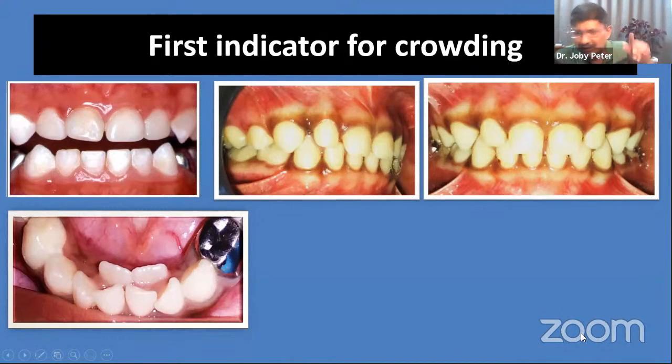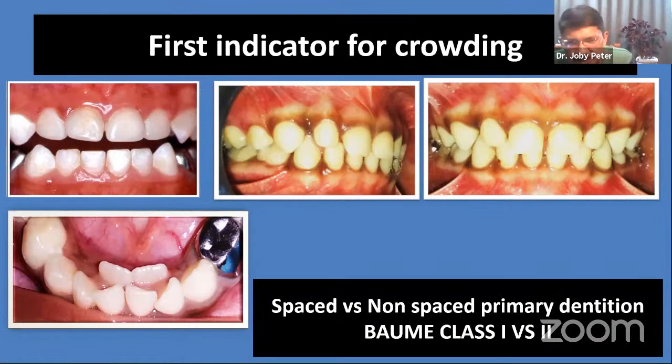Don't worry. It's like a winded cycle: you heard it from your seniors and you're just following it. So look at this arch, there is no space there. In this patient, how can you say that? So, spaced versus non-spaced primary dentition. Dr. Baume, amazing literature to read. Search for it. Dr. Baume studied 50 to 60 patients and found that this is a real problem, and he found that spaced dentition is class 1 and non-spaced is class 2. Non-spaced primary dentition can have a problem.